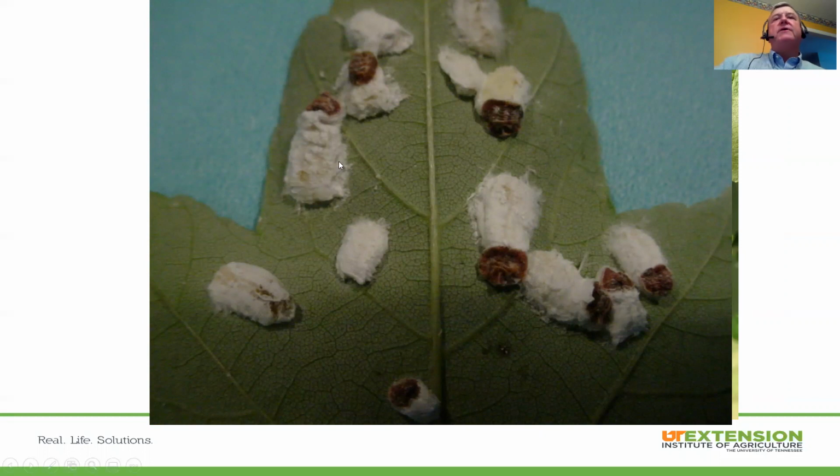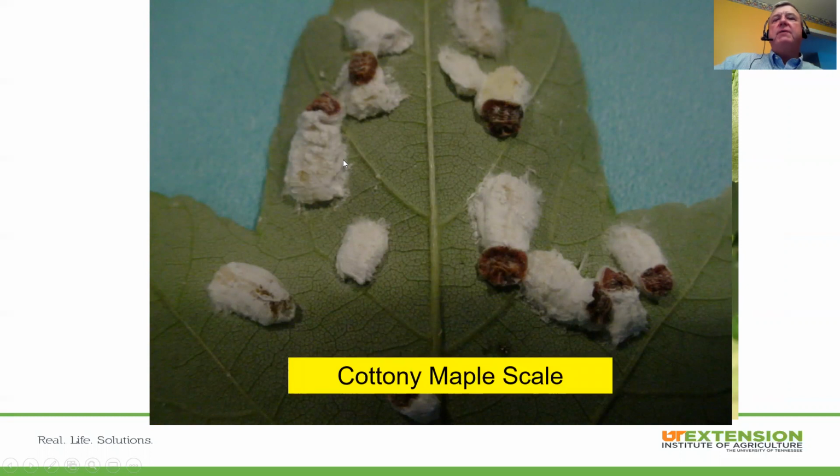And what we have here are some critters called cottony maple scale. These are scale insects, but the white masses that you see on here are not the scale insects themselves. Those are the things called ovisacs, or the egg sacs, where that female has crawled out on the leaf and laid those eggs. And these brown things that you see here on some of the sacs, that's actually the female scale that laid those eggs. She's all dried up now and dead.